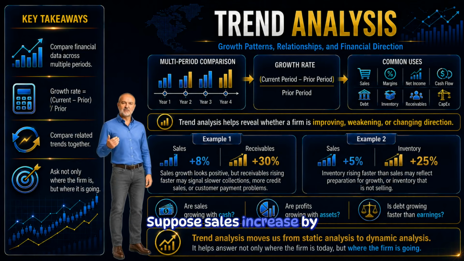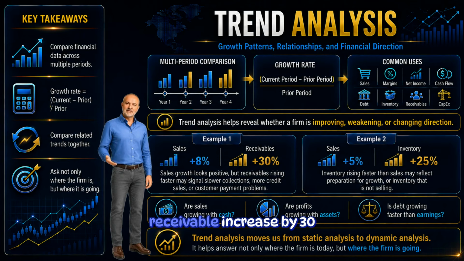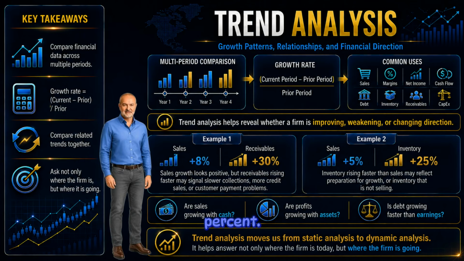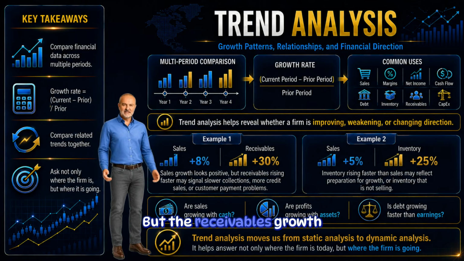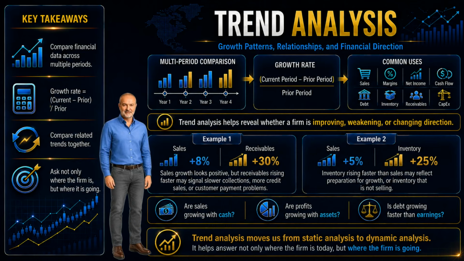Suppose sales increase by 8%, but accounts receivable increase by 30%. At first, the sales growth looks good, but the receivables growth may suggest that the firm is selling more on credit, collecting cash more slowly, or experiencing customer payment problems.